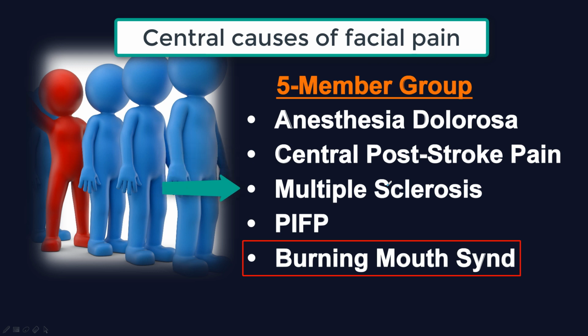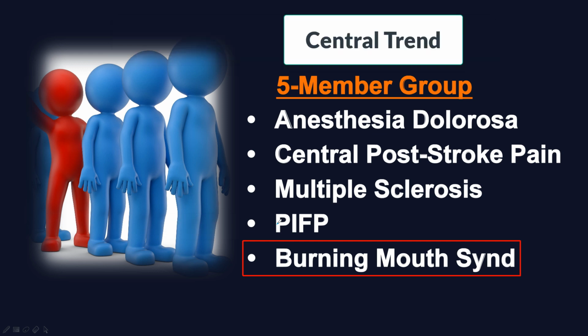Multiple sclerosis is a demyelinating disease that leads to facial pain and ophthalmic issues. It can affect the trigeminal system, leading to patterns of trigeminal neuralgia in the individual. PIFP is chronic facial pain that does not follow any of the patterns of cranial nerve neuralgias. So for instance, you would not find the typical pattern as in trigeminal neuralgia or as in glossopharyngeal neuralgia. I'm sure by now you can see the central trend within this 5-member group.